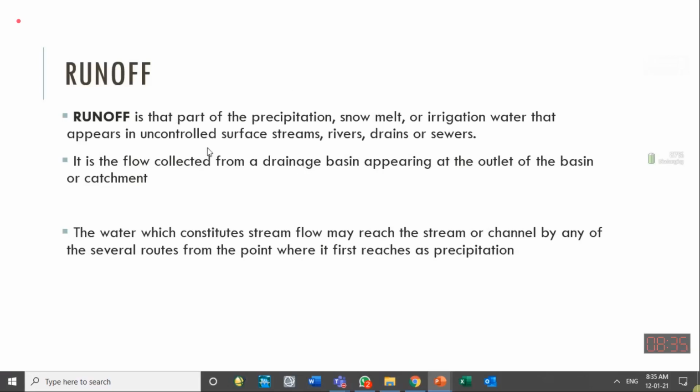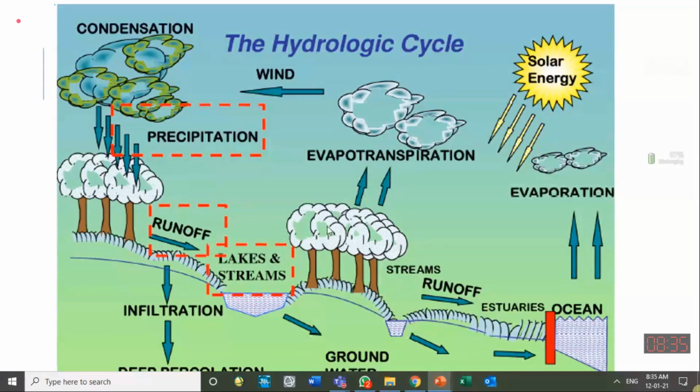Okay, so all that water which is collected from a drainage basin is also called the runoff. The runoff constitutes different parts. The water which constitutes stream flow may reach the stream through different ways. So here we are showing you different ways of making the runoff, or different ways in which the water reaches the streams and becomes runoff of that command area, of that area.